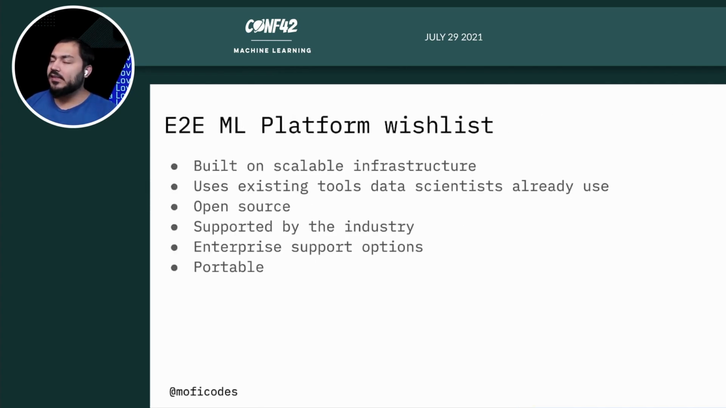Now, let's take a step back and think what we would want from a perfect end-to-end machine learning platform, right? So number one is it should be built on scalable infrastructure. It should be something that can scale to whatever we need it to scale to. It should use existing tools data scientists already use. So we don't want to create something so new that our data scientists have to have a huge learning curve and learn new things again.